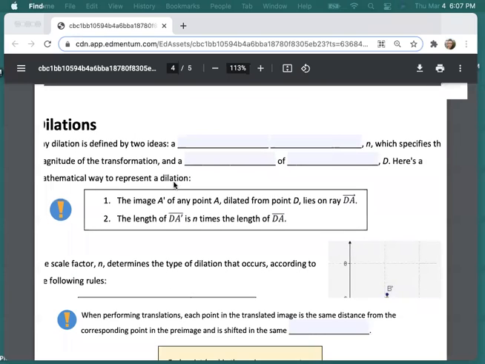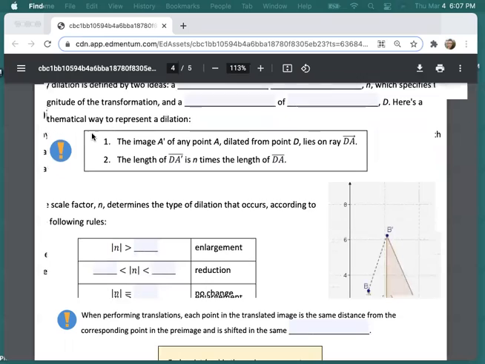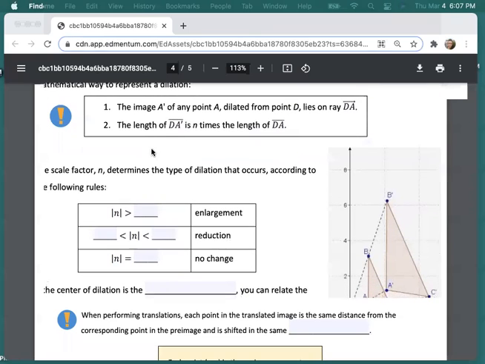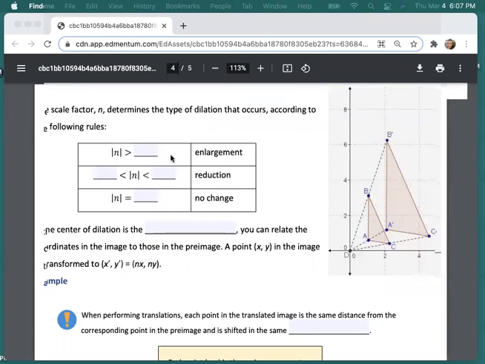Okay, so a dilation is when something stretches or gets bigger or smaller, like when they put those drops in your eyes at the eye doctor. And it'll say how many times bigger or smaller it is with a scale factor.